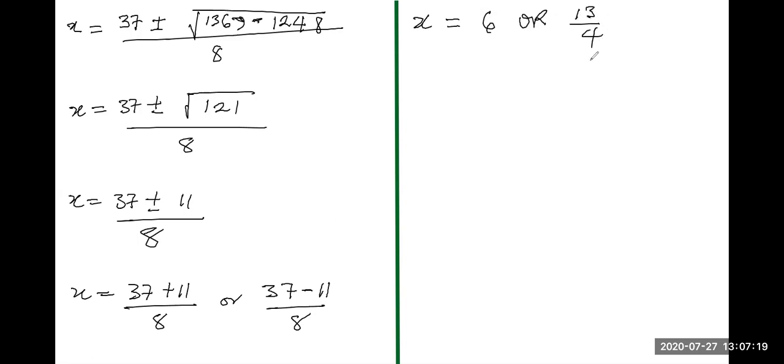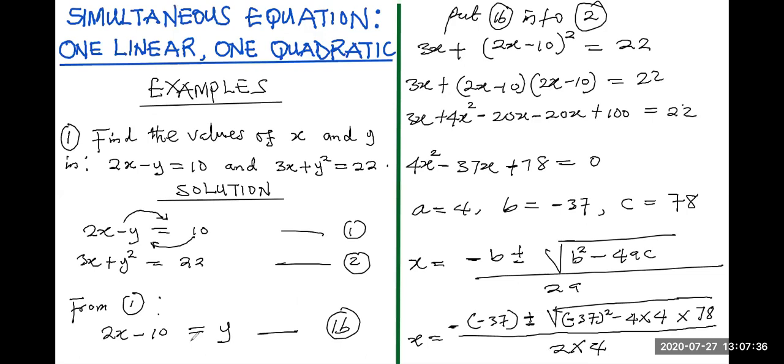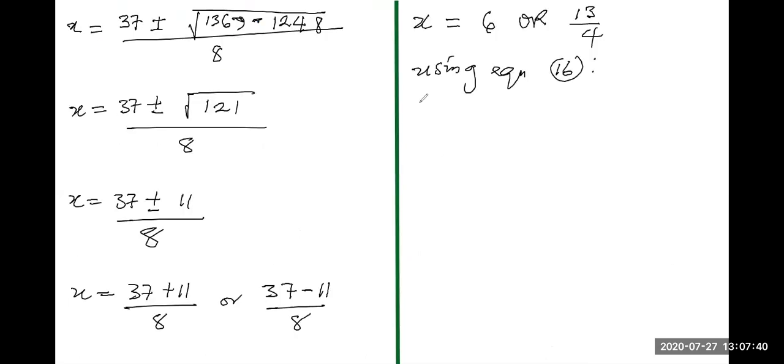So we have gotten the two values of x as I mentioned earlier. So what do we do now? We have not gotten y. y is in a simultaneous equation. So when I say using equation 1b, what does it say? What did equation 1b state? y is equal to 2x minus 10. So y is equal to 2x minus 10.